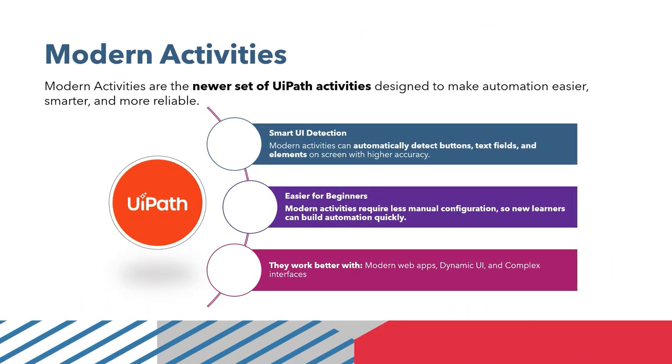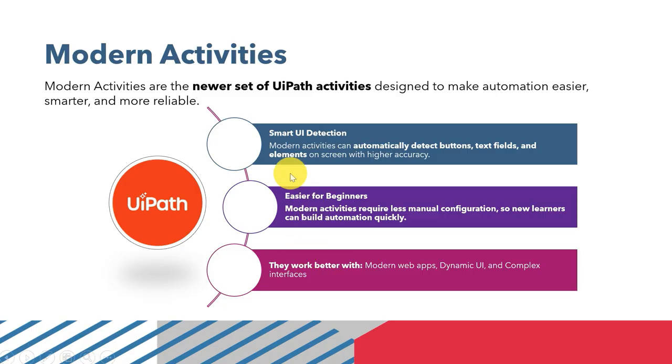In our automation processes, we mostly use modern activities instead of classic activities. So let's look at the basic definitions of both. The very first one, modern activities, are the newer set of UiPath activities designed to make automation easier, smarter, and more reliable. Here we have a few advantages or benefits.